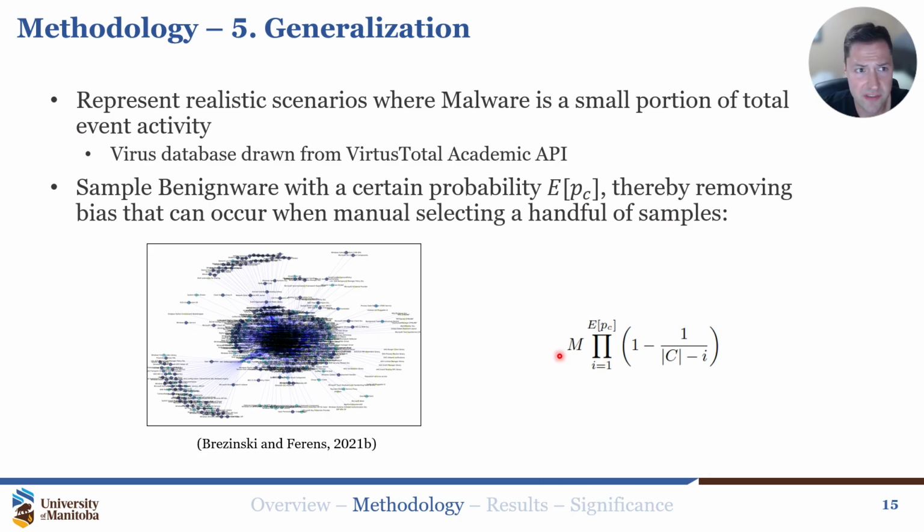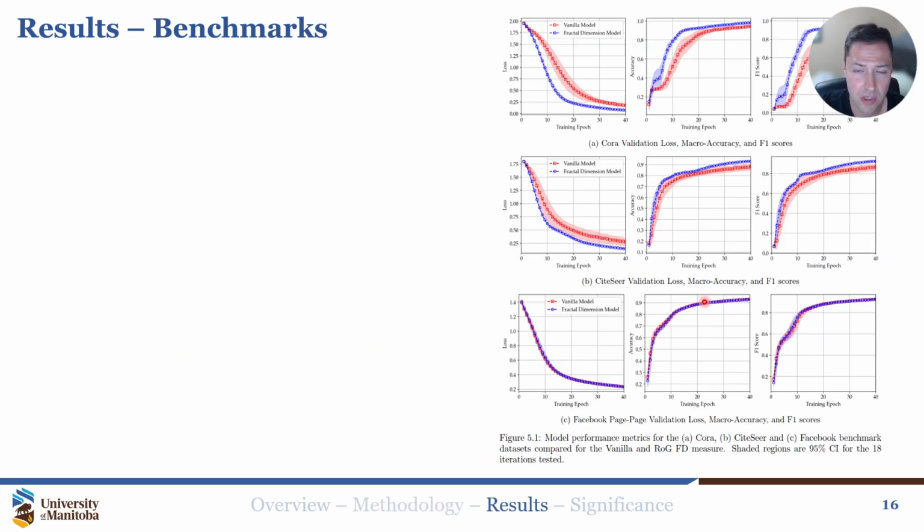So this was the last slide that we covered, where we talked about generalization and how we want to execute these malwares in sort of a virtual machine snapshot. And we're executing malware in the presence of benign-ware, and there's a certain probability associated with that. So, right to the benchmarks.